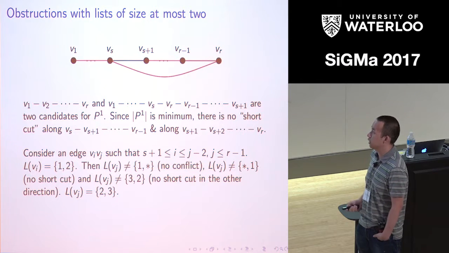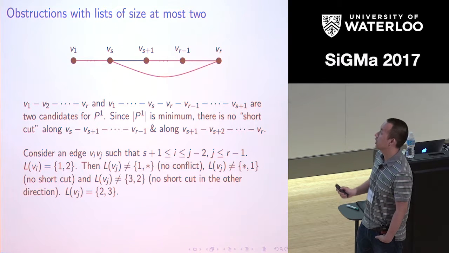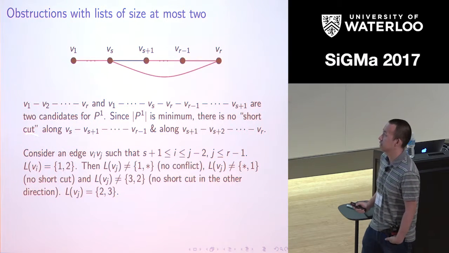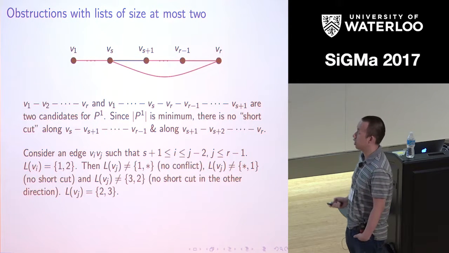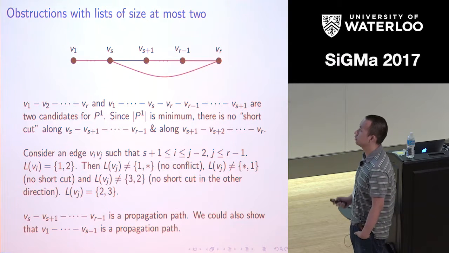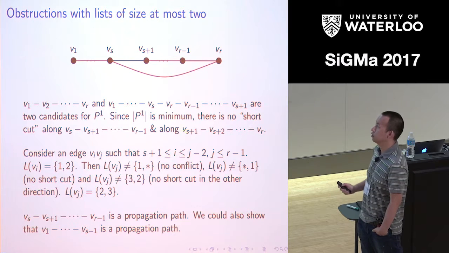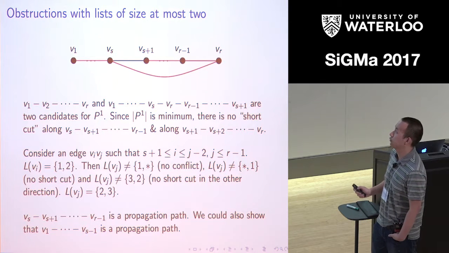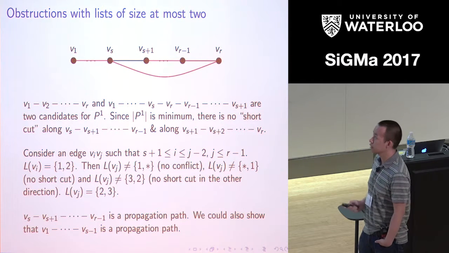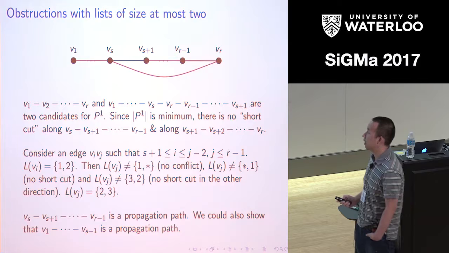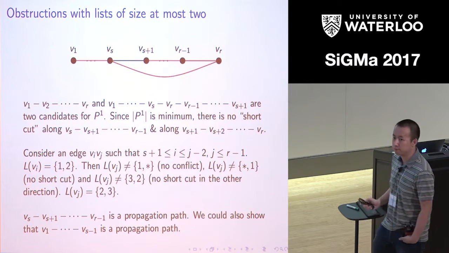So the last possible case is that the VJ's list is 2, 3. Which means that if we have some edge that's not between adjacent vertices, it must have the shape of 1, 2 and 2, 3. So this is actually the requirement of our propagating path. It means that the path from VS to VR minus one is a propagating path. We could also show that from V1 to VS minus one, that's a propagating path, using a similar idea. So this gives a proof of the previous lemma, which means that as long as we can bound the propagating path, we can bound the whole graph.